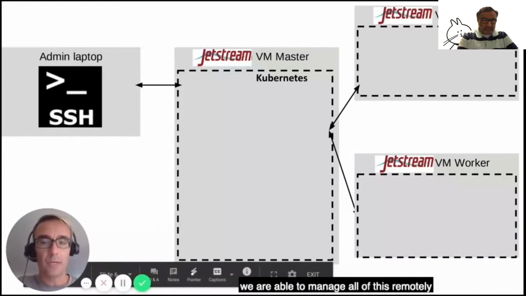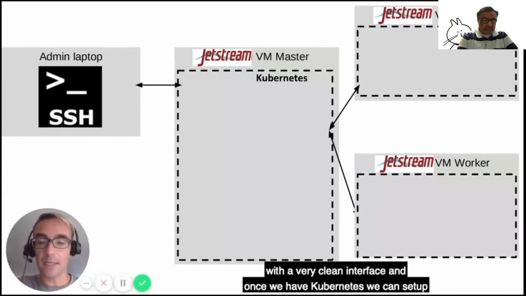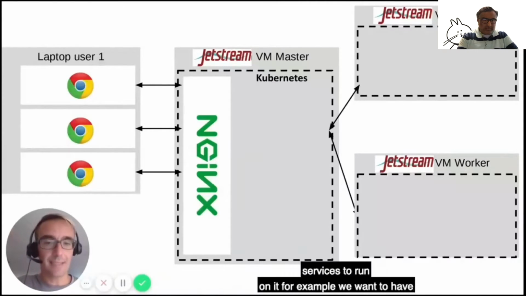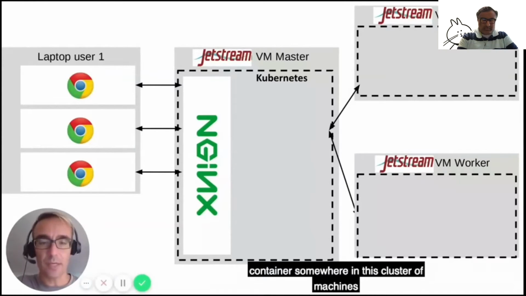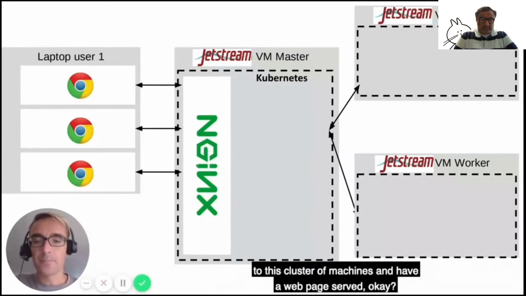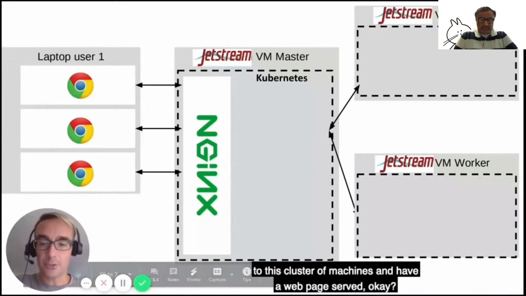We are able to manage all of this remotely with a very clean interface. And once we have Kubernetes, we can set up services to run on it. For example, we want to have a web server, so NGINX is a web server, and we can have it deployed as a container somewhere in this cluster of machines. And then a user can connect with their browser to this cluster of machines and have a web page served.